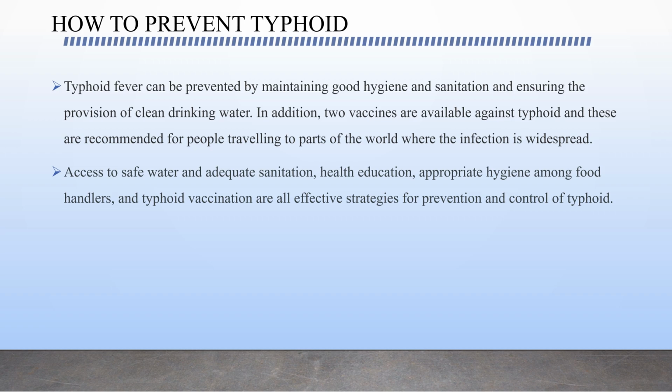Also, access to safe drinking water and adequate sanitation, health education, appropriate hygiene among food handlers, and typhoid vaccination are all effective strategies for prevention and control of typhoid fever. Just wash your hands frequently using soap and running water, and also sanitize your hands and even your phones, any gadgets with you, your tables.